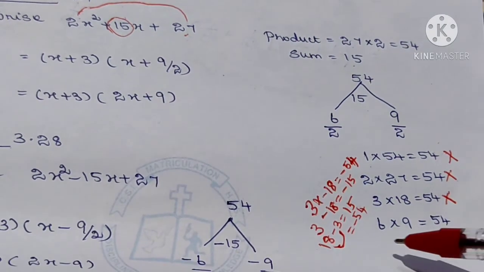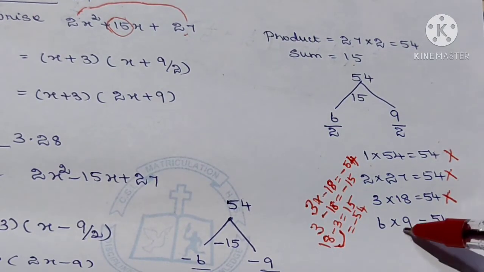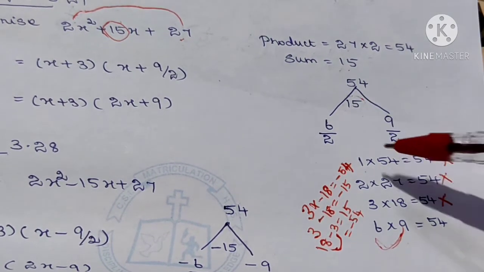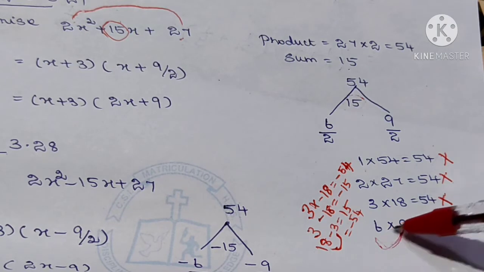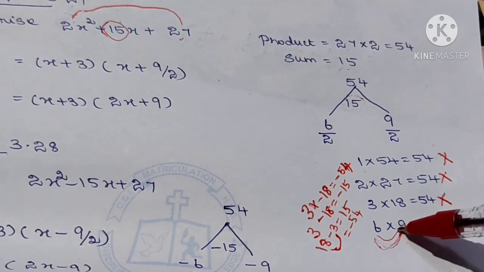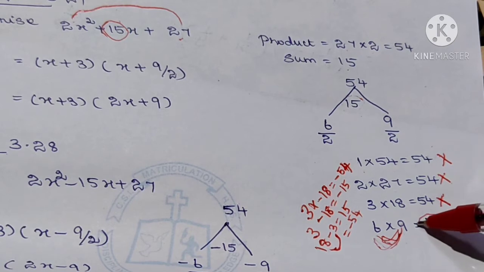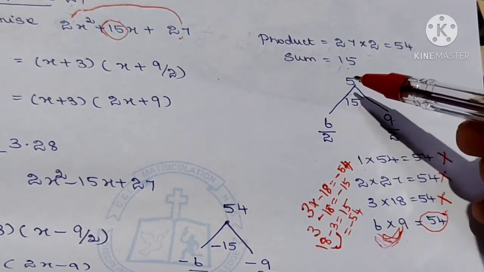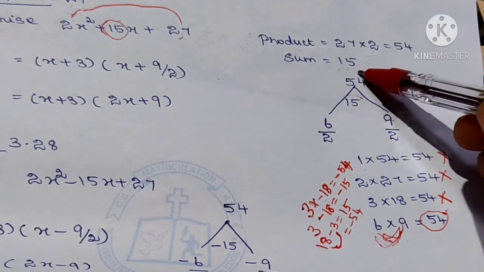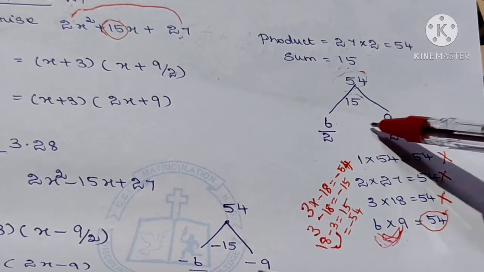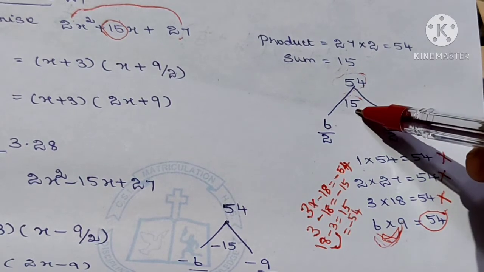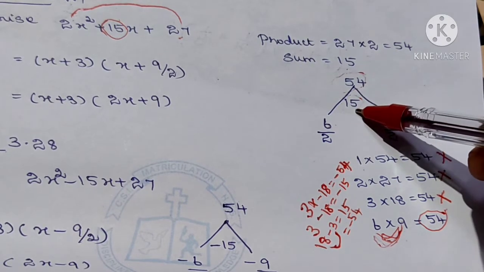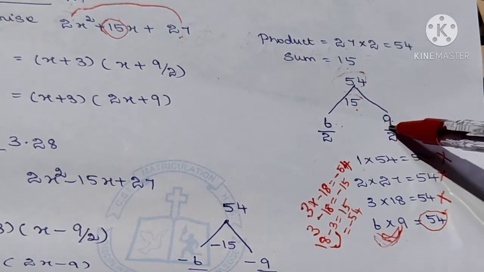Now the last product is 6 into 9. Add these two numbers, we get 15. Subtraction is 3. But we add these two numbers and get the positive product also. So select 6 and 9. The product of 6 and 9 is 54, and the addition value of 6 and 9 is 15. So these two numbers satisfy the product and the sum. So select 6 and 9.